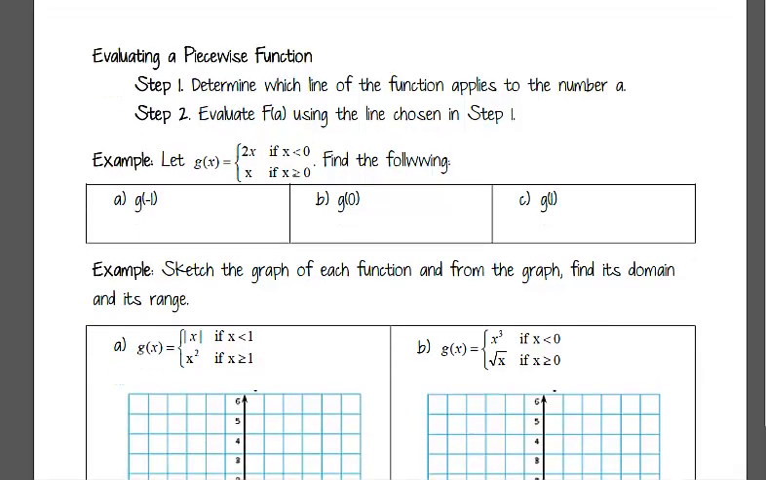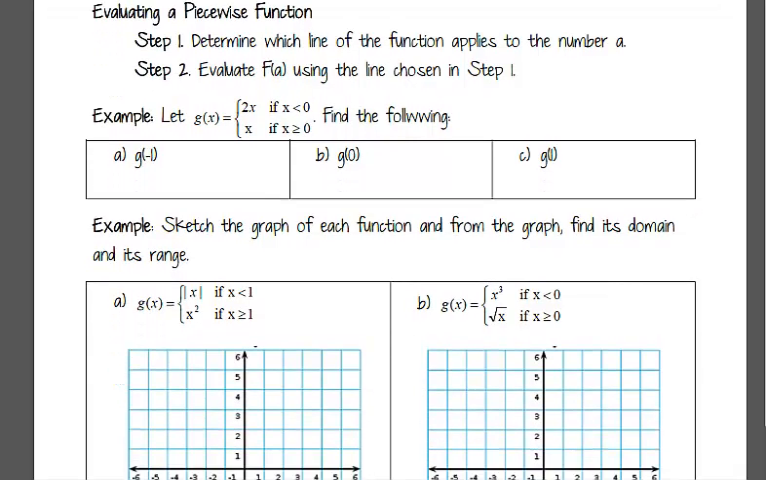All right, let's talk a little bit about piecewise functions. Piecewise functions, of course, are functions that are defined in pieces based on a value or a range of values. So first we determine which line of the function applies to the number a when we're trying to evaluate it, and then evaluate f of a using the line chosen in step 1. For instance, we have this function g of x equals 2x if x is less than 0, and it equals x if x is greater than or equal to 0.